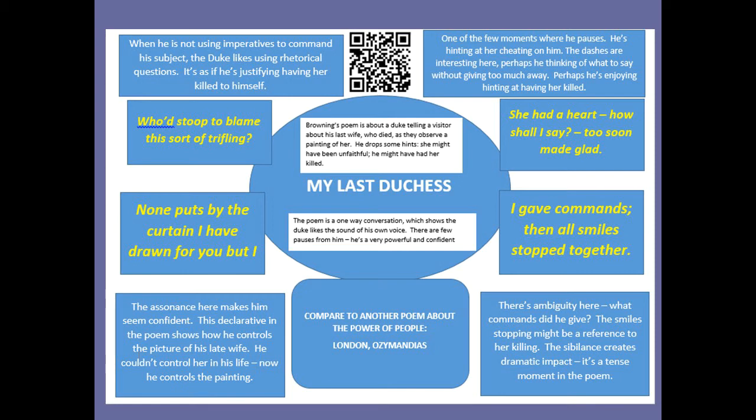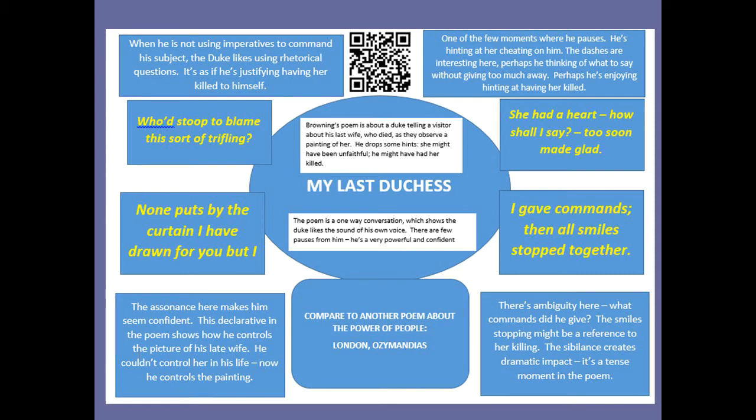The rest of the poem is almost unbroken. There's a couple of uses of punctuation which give us those pauses. Ordinarily, the Duke is speaking constantly. And here we've got a little bit of a pause. "She had a heart. How shall I say? Too soon made glad." So how shall I say?